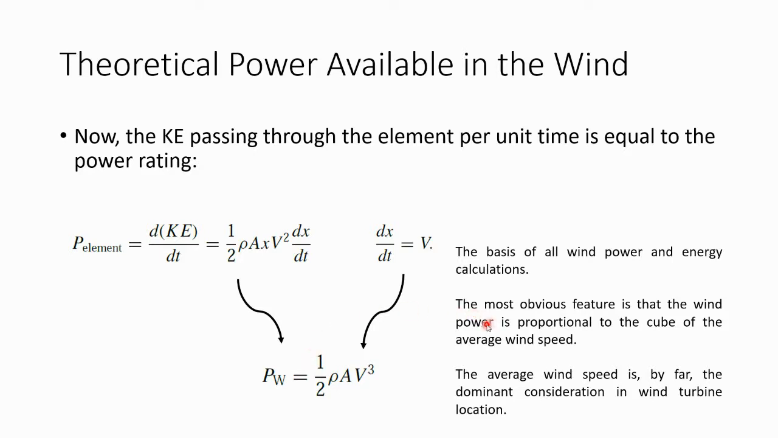The first comment I can make is that the most obvious feature is that the wind power is proportional to the cube of average wind speed. This is quite obvious. The second is that the average wind speed is by far the dominant consideration in wind turbine location, because to extract wind power, it is mainly determined by the cube of v. So this is the most dominant factor, and therefore the wind velocity is the most important factor that we need to consider when calculating the wind power that we can extract from a particular amount of wind.